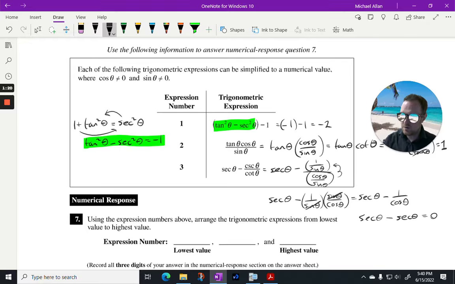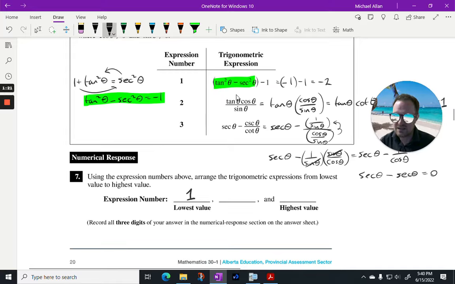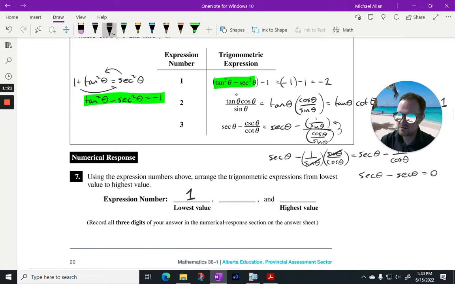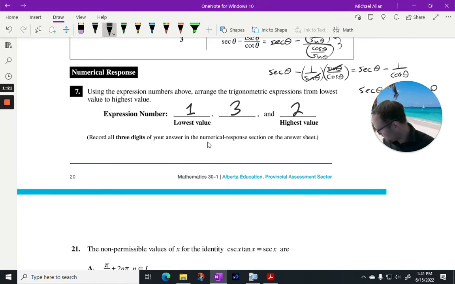So my lowest value is that negative 2, so that's technically 1. Now remember, you can never put negatives in these numeric response spots, so that's kind of helping you out. I accidentally put in negative 2 in there. My next lowest value is 0, so that's 3. This is the second graph here, and then the highest value is equation 2. Is that right? Yeah, it is right.